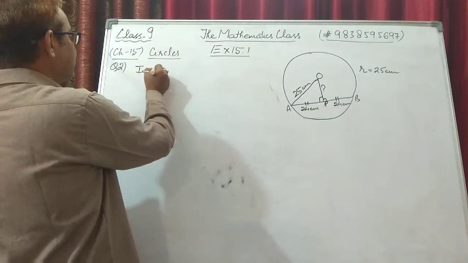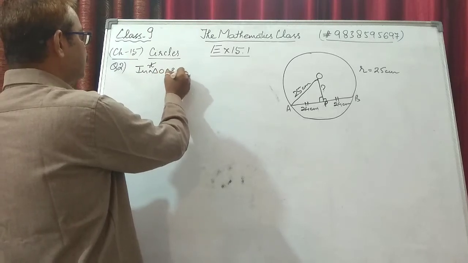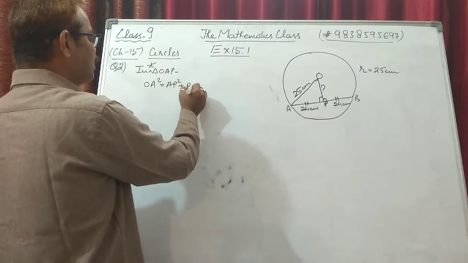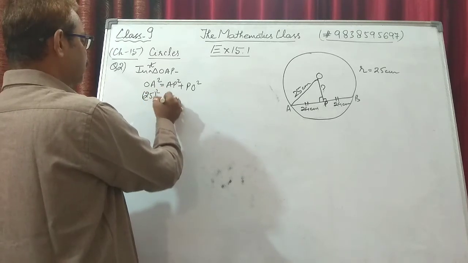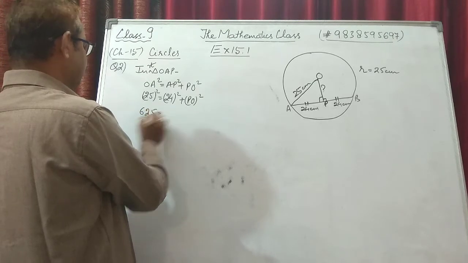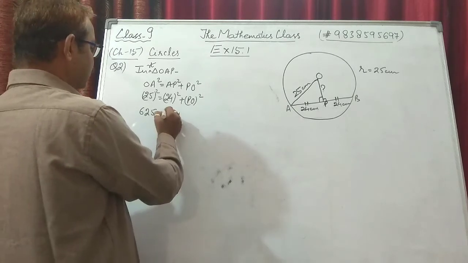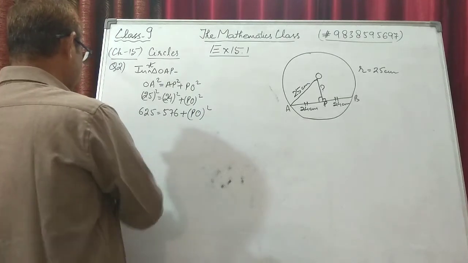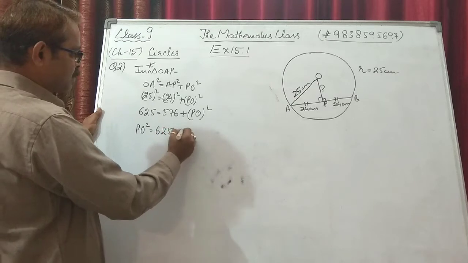So what we will do, we will write in a right triangle OAP, we can say OA square, that is the hypotenuse, is equal to AP square plus PO square. OA is given 25, so 25 square is equal to AP is 24, so 24 square plus PO square. 25 into 25 is 625 and 24 into 24 is 576. 576 plus PO square. Now we have to find PO square.